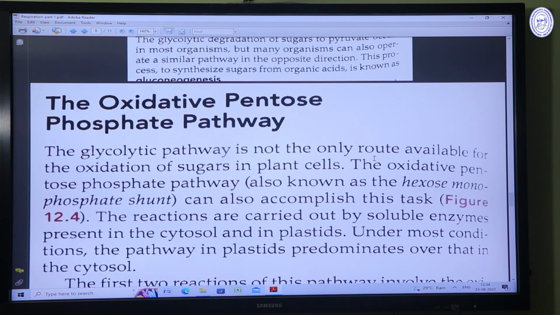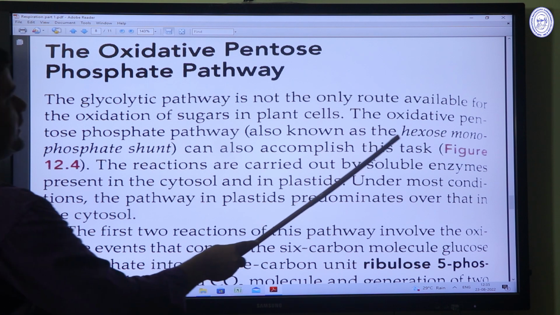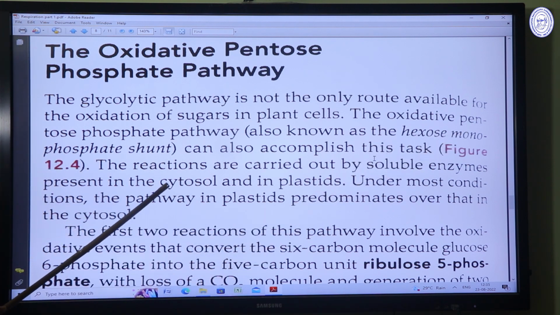Now, come to the second part of respiration. This is the oxidative pentose phosphate pathway. I have already mentioned that during oxidative pentose phosphate pathway, in the first two steps of this reaction, 6 carbon, that is hexose phosphate, will be converted into 5 carbon ribulose 5-phosphate, and this oxidative pentose phosphate pathway is also known as hexose monophosphate shunt. Okay.